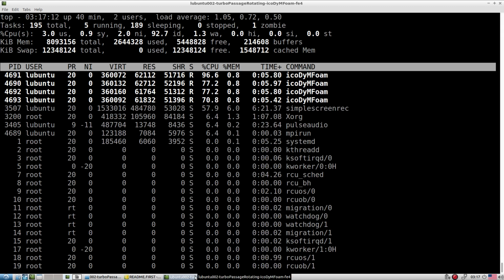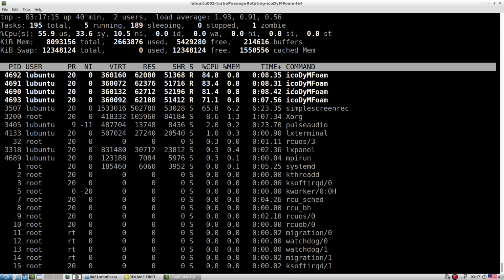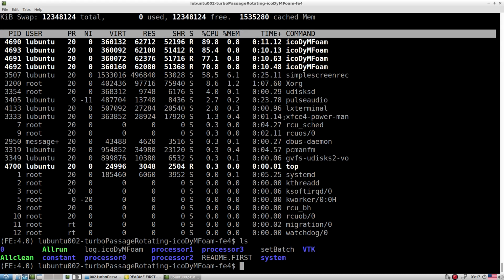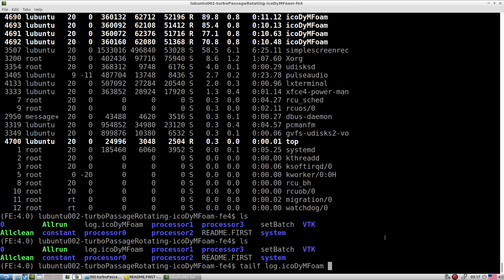How do I know? If you type the top command here, you will see the 4 icoDyMFoam executable files running. That tells us that there are a total of 4 processors working on it. So this gives us an idea of how the simulation is going on. We have to wait another 10 to 15 minutes before we can look at the data. So let me check how the simulation is going on.